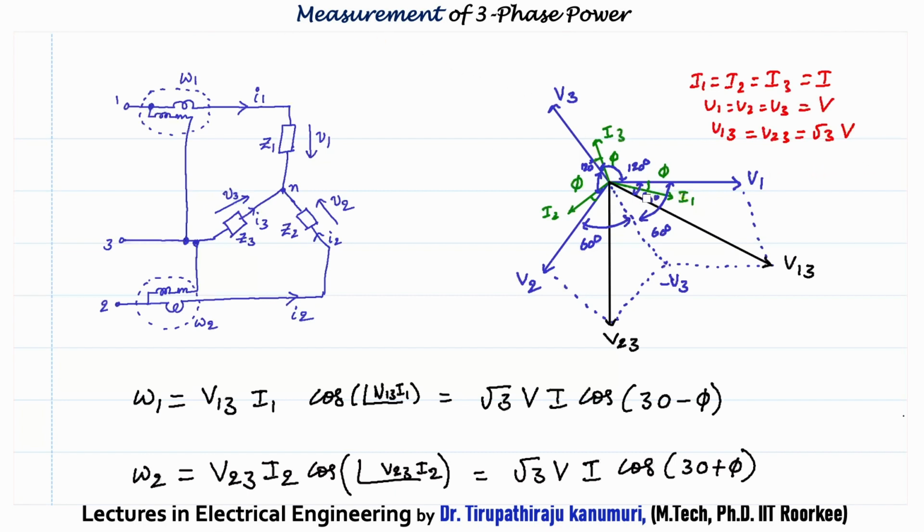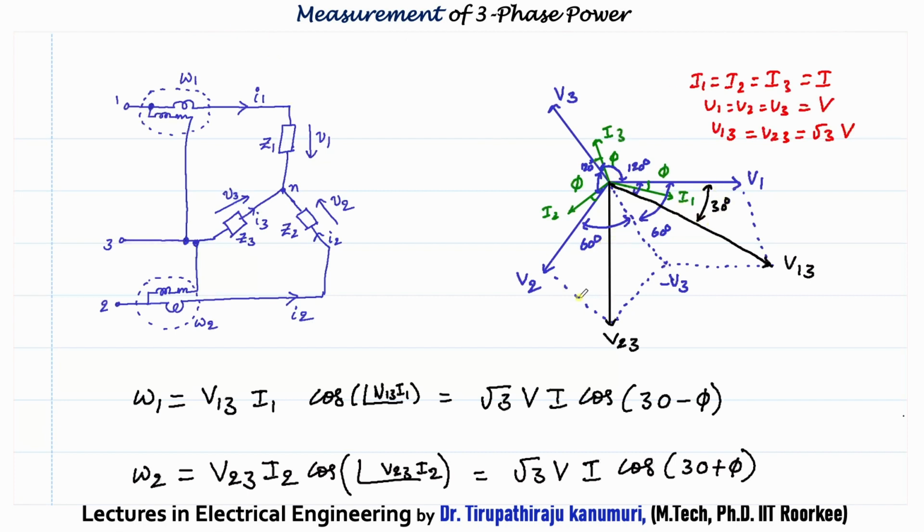So let us erase this because it creates confusion, and let us draw this one again. This is my value. So what is this angle? This angle is 30 degrees.